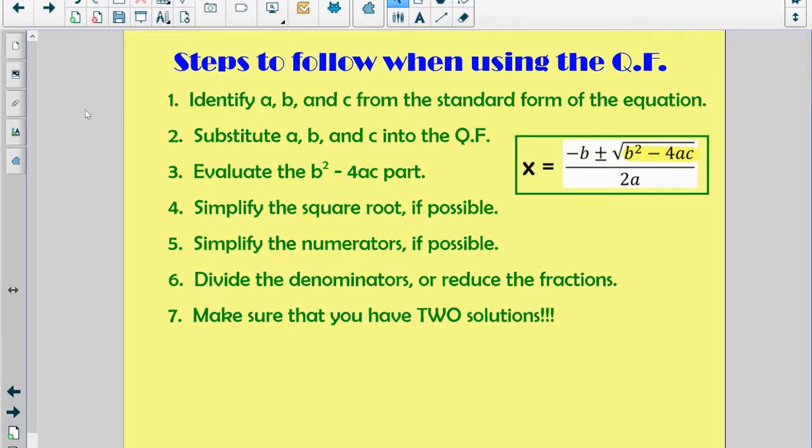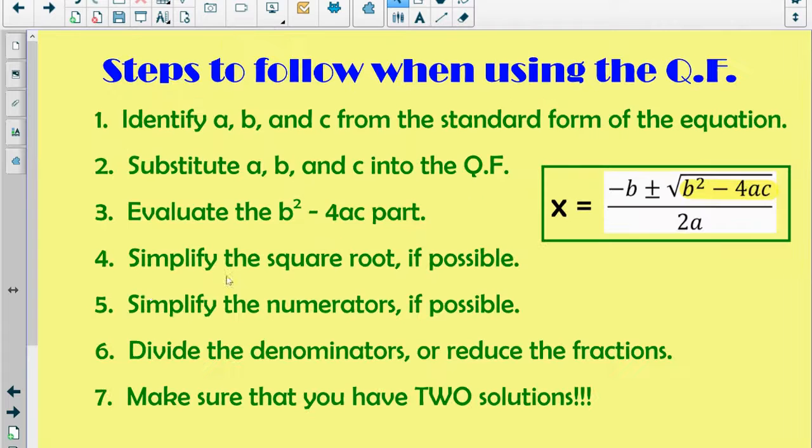All right, so here are the steps that we want to follow when using the quadratic formula. First and foremost, just like we talked about, identify a, b, and c from the standard form of the equation. Then we substitute a, b, and c into the quadratic formula. And then we evaluate the radical, so this b squared minus 4 times a times c. We want to figure out exactly what number that equals. It looks complicated, but if you just break it into parts and figure out what we are actually taking the square root of, do that in our third step. Then finally, you have the square root of a number, so simplify that square root if possible.